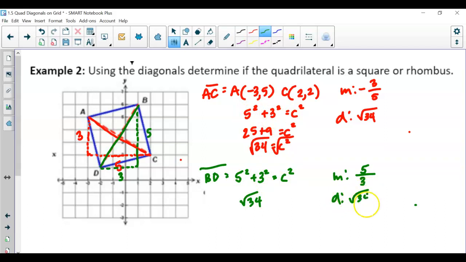So again, the diagonals are congruent to each other because the diagonals are the same length. You should have also noticed the slope. Well, what do you notice? Negative reciprocal, which means the diagonals are perpendicular to each other as well. So is this a square or is this a rhombus? This is a square because we have congruent diagonals and the diagonals are perpendicular, creating that negative reciprocal. So we have a square.